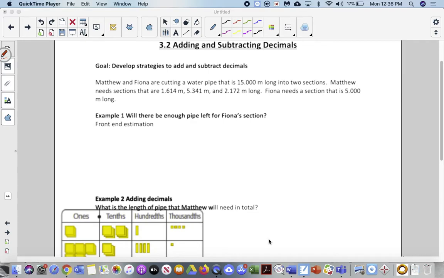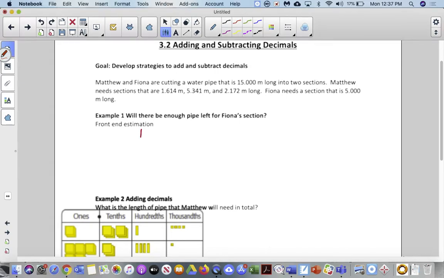Okay, so let's do the math. We have 1.614, 5.341, and 2.172. These are how many we have. So, if I did front end estimation, I would have 5, 6, 7, 8 at the very front. 8. Now, if I did this, 6, 7, 8, 9, 10. So it looks like I should have enough left over, but let's see.